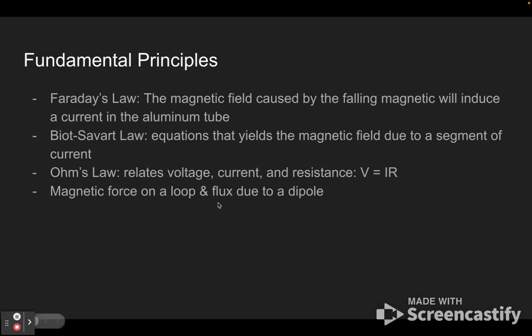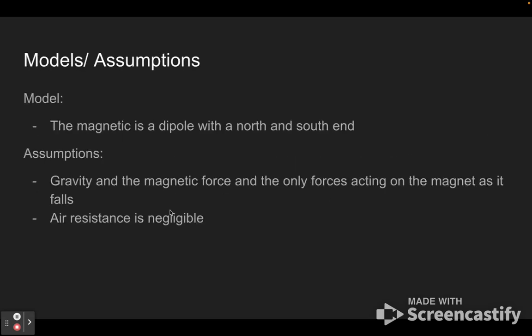We also need to know this law, which gives us the equations that yield the magnetic field due to a segment of current. And then we need to know Ohm's law, which relates voltage, current, and resistance through V equals IR. And then we need to know magnetic force in a loop and flux due to a dipole.